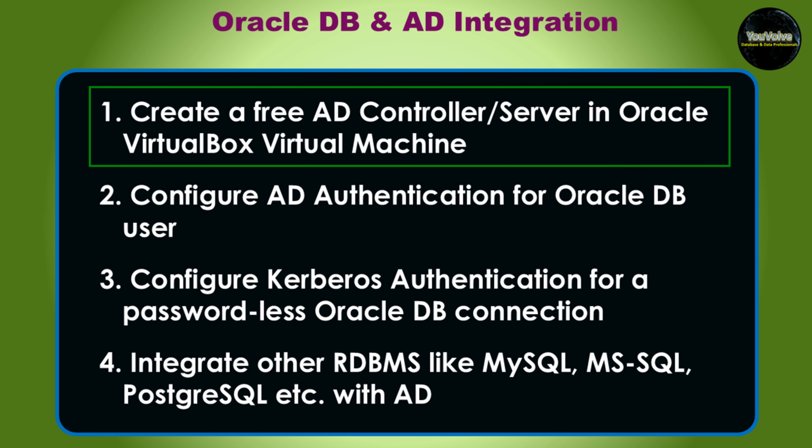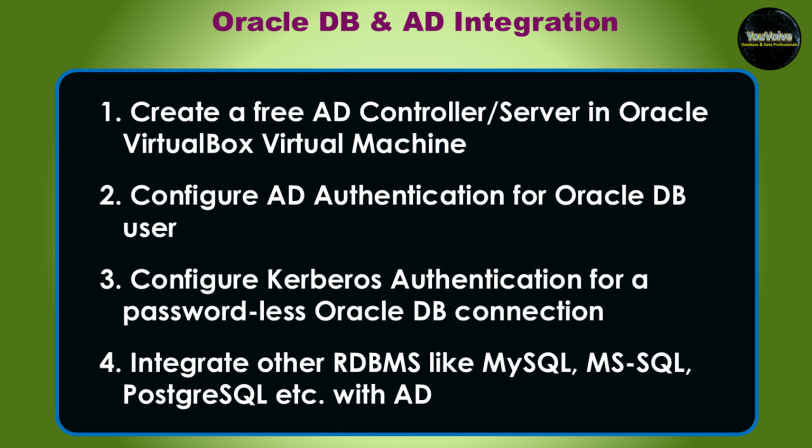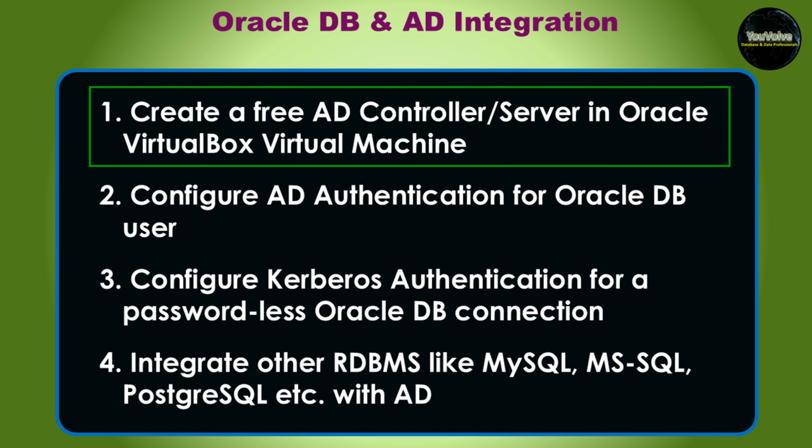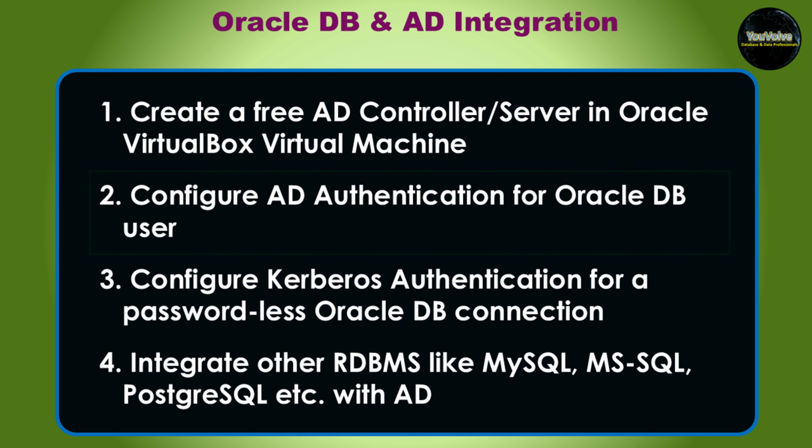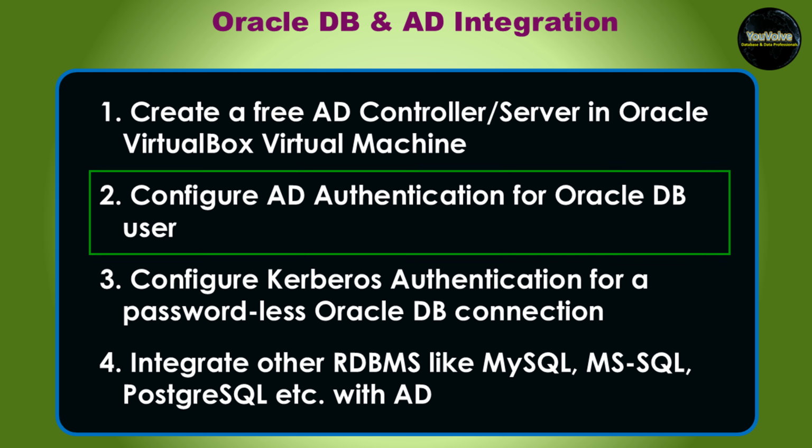So viewers, in the first part of this series, we created a free Active Directory controller on a Windows Server 2019 in a VirtualBox virtual machine. If you have not watched the first part, I suggest you watch that first to have a better understanding of what we are going to do in this part. So in this second part, we will configure our AD controller and the Oracle database to create an AD authenticated database user, and we will log into the database using that user.